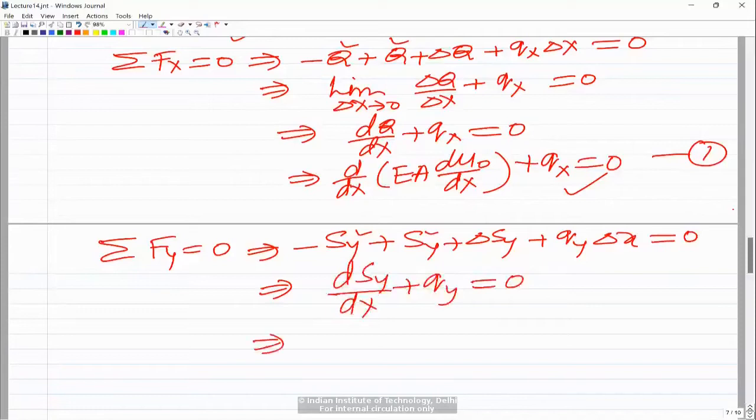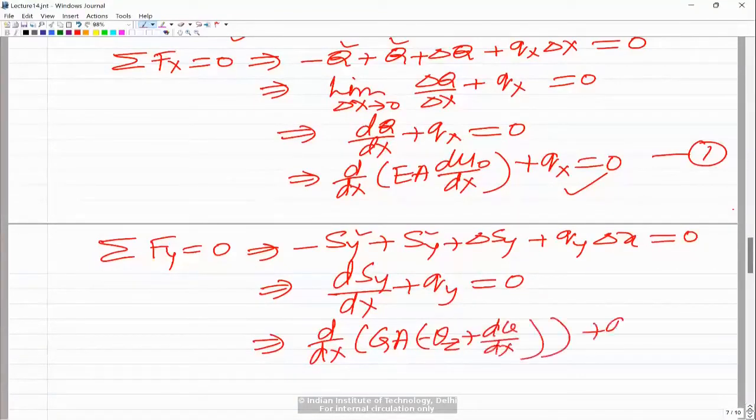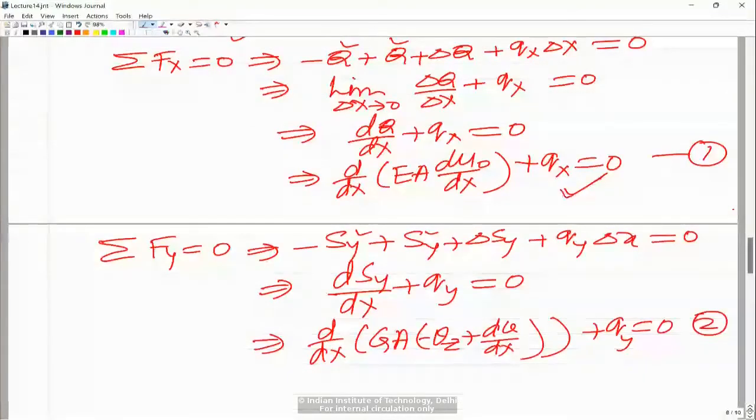And we have written earlier that Sy equals GA into minus theta z plus dv by dx. So this can be written as d by dx of GA into minus theta z plus dv by dx, plus qy equal to 0. So this is another differential equation. Of course, the previous differential equation involves only one variable, that is u naught. But this differential equation involves two variables, theta z and dv by dx. So both the variables are involved in this equation.